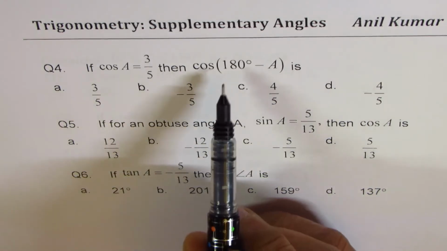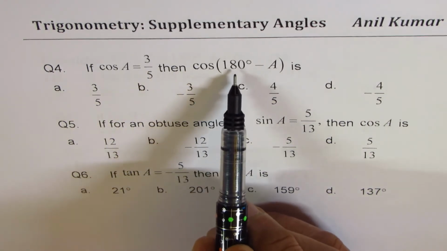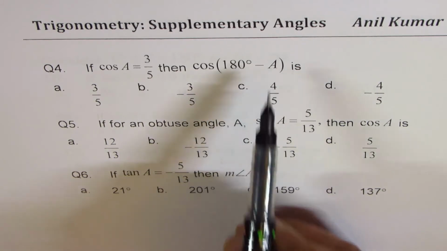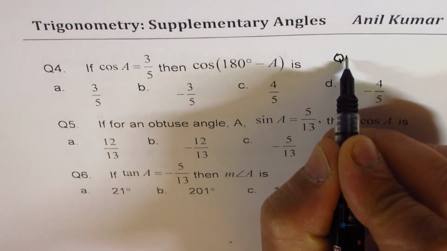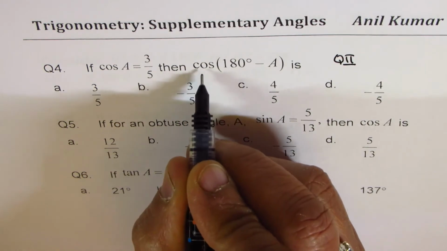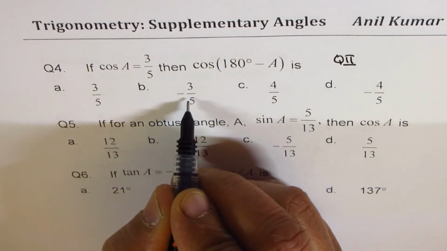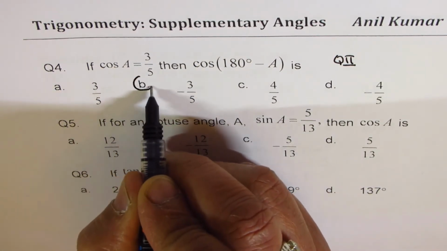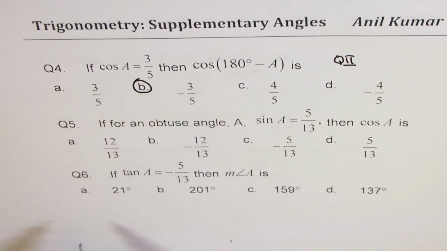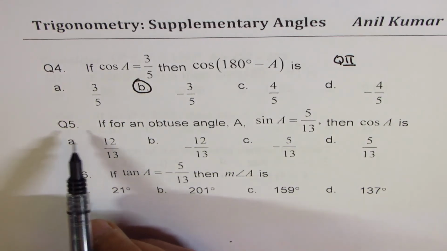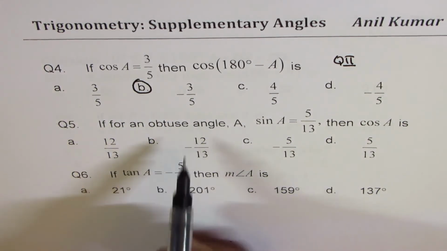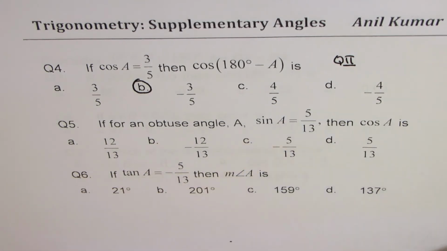The first one, we're talking about cos of 180 minus A. We are in quadrant 2, and we know in quadrant 2, cosine is negative, right? So we are expecting a negative answer. So we get minus 3 over 5. Question 5. For an obtuse angle, sine value is positive.